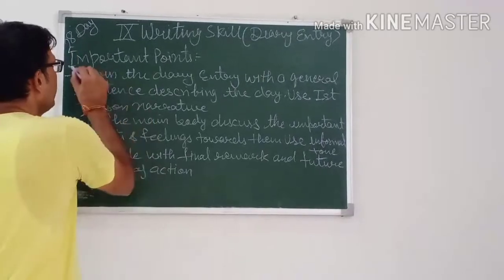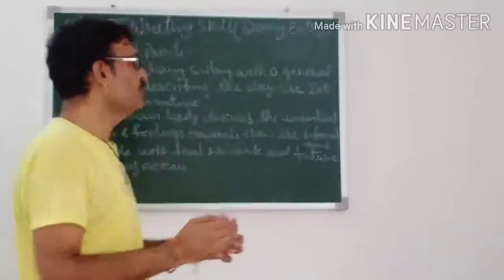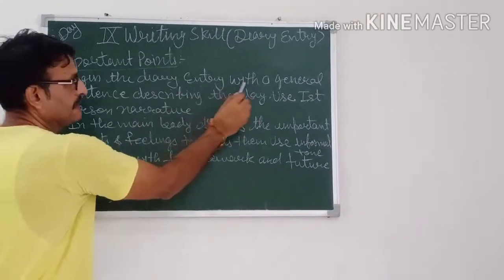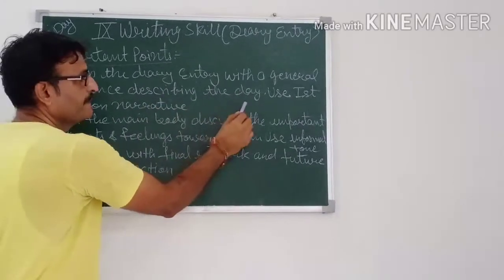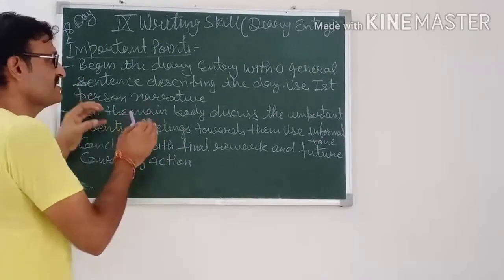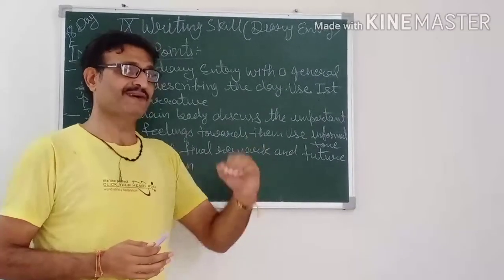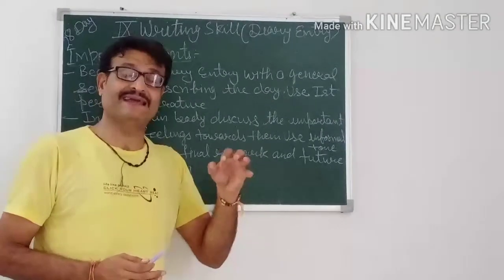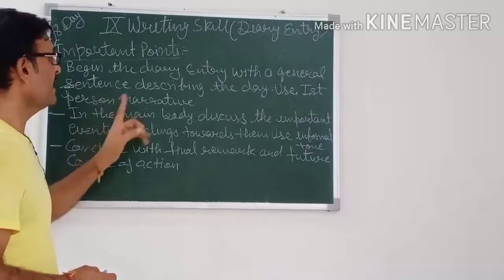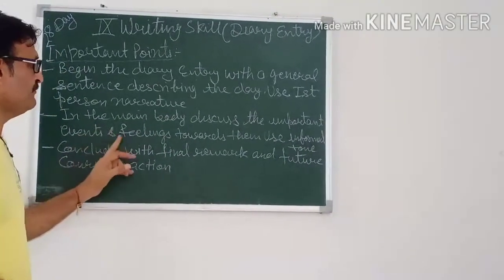So today I am going to discuss the important points you have to take care of whenever you start to write a diary entry. You have to follow such instructions. First of all, begin the diary entry with a general sentence describing the day. Use first person narrative. So students, in this instruction, the most important thing you have to take care of if you want to write any kind of diary, or if the draft diary entry is in your syllabus, is that you have to start with the first person narrative. The entry should be written in first person, and you have to start with a general sentence describing the day. Second, in the main body, discuss the important events and feelings towards them.